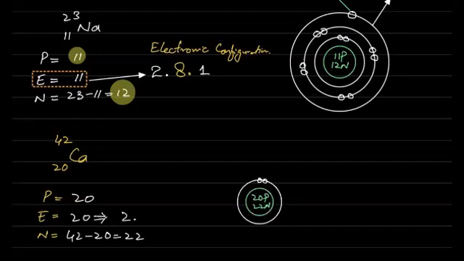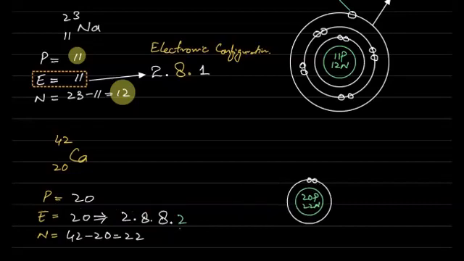The first shell can accommodate 2. How many electrons are left? The remaining electrons are 18. The second shell can accommodate a maximum of 8 electrons. So 10 electrons are adjusted here, out of 20. The remaining electrons are 10. For the remaining 10 electrons, we go to the third and fourth shells. The third shell again can accommodate 8. So 2 plus 8 is 10, plus 8 is 18, and the remaining 2 electrons will be in the outermost shell. So the first shell can accommodate 2 electrons, and the second shell can have a maximum of 8 electrons.